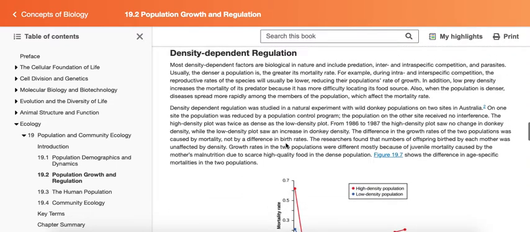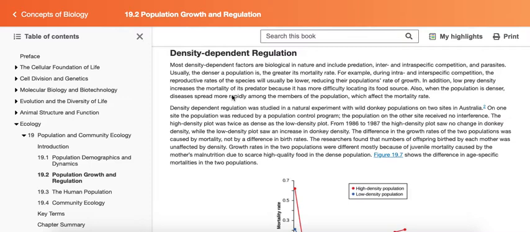Moving down here to density dependent and density independent regulation. Density dependent regulation is a type of regulation that keeps a population in check depending on how many organisms are there. These are factors where the more individuals there are of a certain species or animal, the more they're going to be hurt by this regulation. And if there's not very many of them, they won't be that hurt.